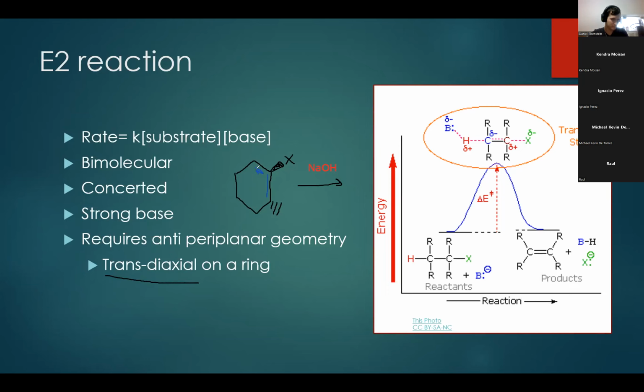So from the rules that we know, in general, it'll form the most stable alkene, right? However, you have this requirement here that comes into play with rings, where you need to have a trans-diaxial leaving group and hydrogen. Okay. So let me just draw this in really quickly.